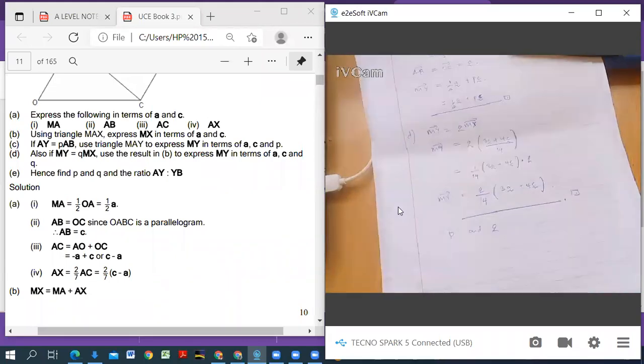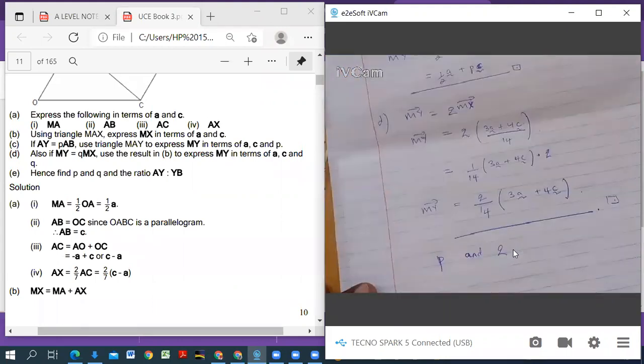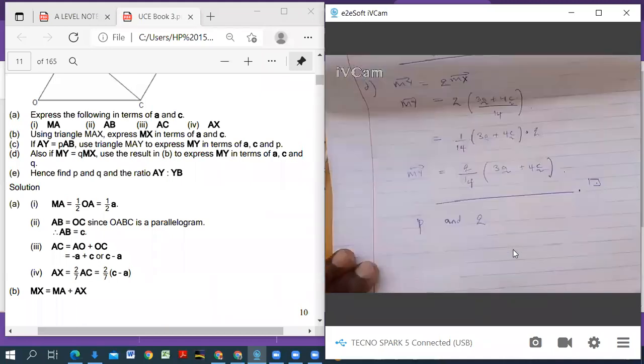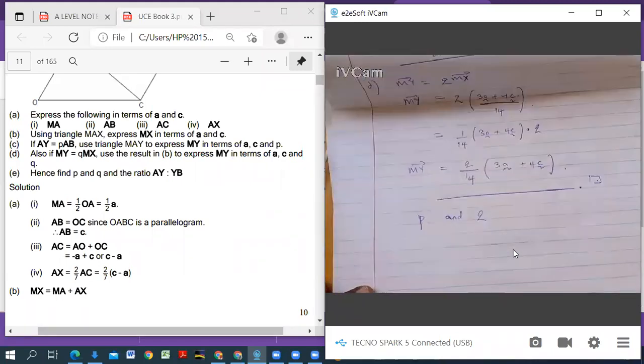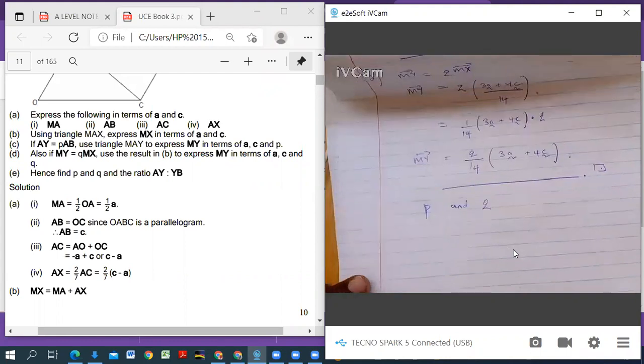Find P and Q. Are you seeing well? It's not that clear. You want there? Yeah. Okay, let's find P and Q.